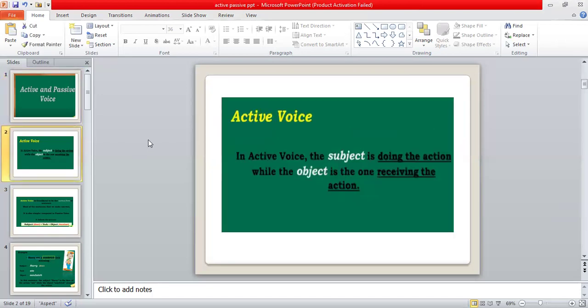In active voice, the subject is doing the action while the object is the one receiving the action. It means that the subject is the doer of the action and the object is the receiver of the action. Object can be something or some person who receives the action of the subject.